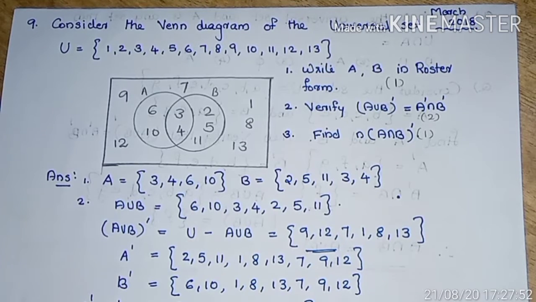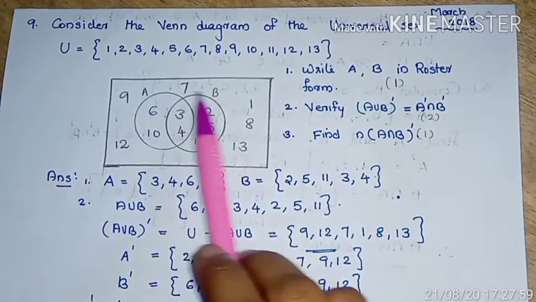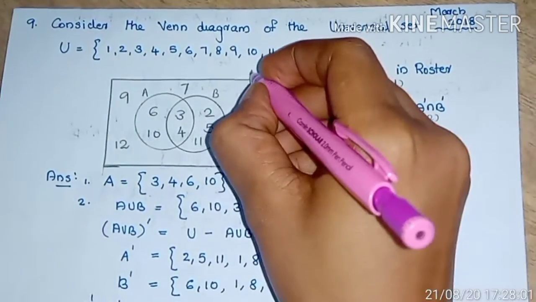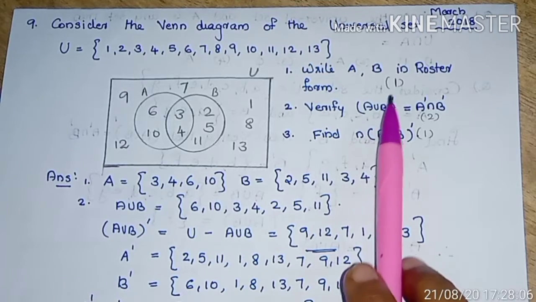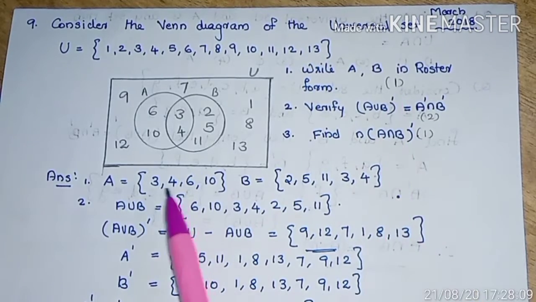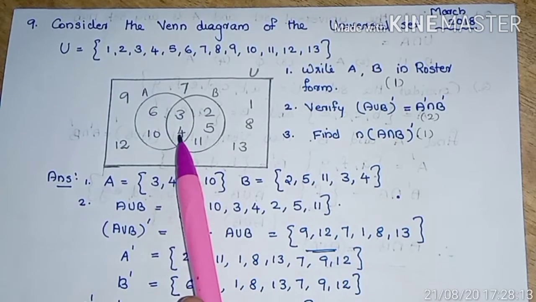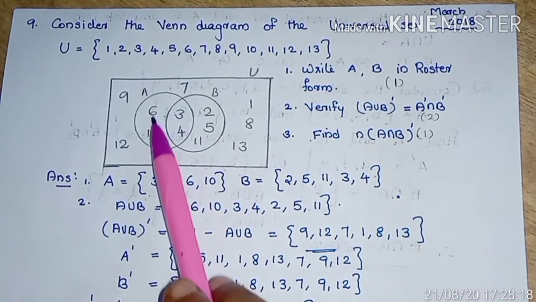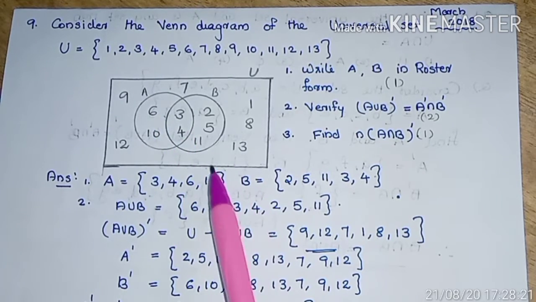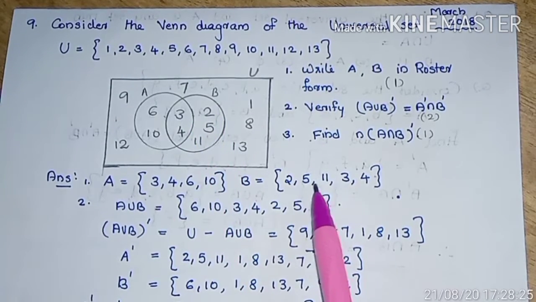First question, write A, B in roster form. The Venn diagram is given. This is A and this is B and this is the universal set. Then we want to write A and B in roster form. The question carries 1 mark. How many elements are in A? We can easily find that A = {3, 4, 6, 10}. Then B has 2, 5, 11, 3, 4.